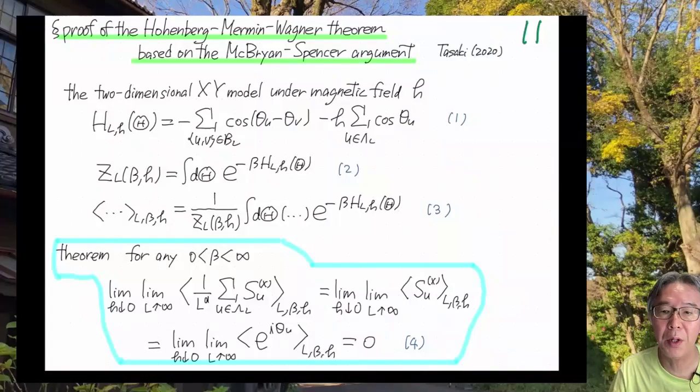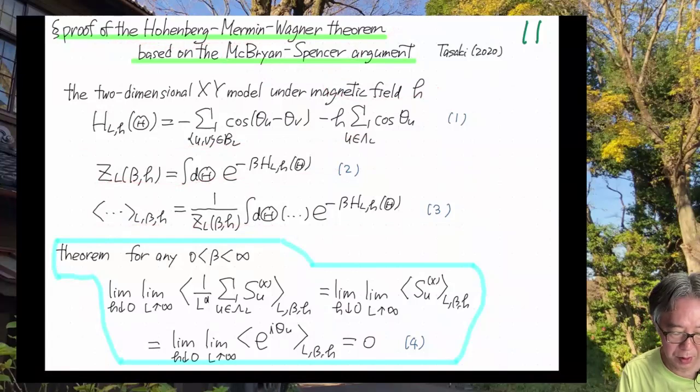The proof of the Maclaurin-Spencer theorem is done, but in the remaining 3 pages, I'm going to prove the Hohenberg-Mermin-Wagner theorem by using this Maclaurin-Spencer method. So now I consider the 2-dimensional XY model under a positive magnetic field. And this is our Hamiltonian, this is the partition function, and this is the expectation value.